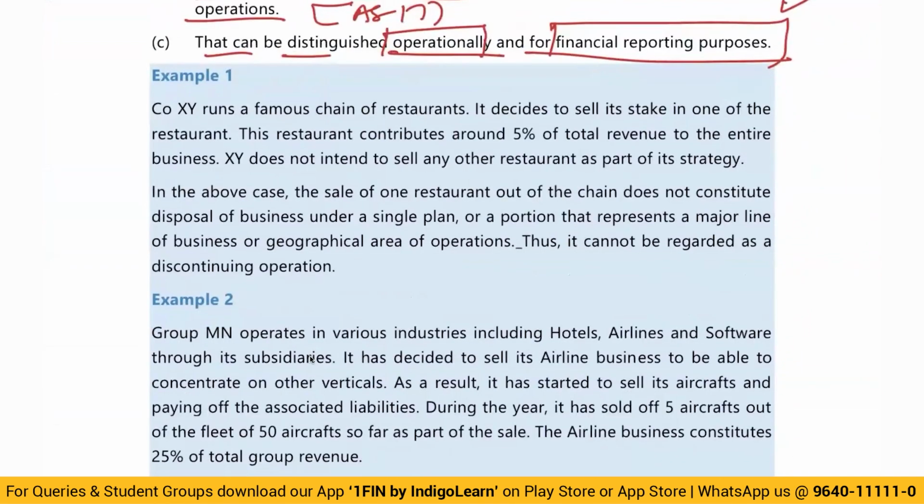Now here in the first example, they talk about a famous chain of restaurants that decides to sell its stake in one of the restaurants. You have many restaurants, and you are selling your stake in one of them. When I'm selling a stake in one restaurant, I may not be selling it off in entirety. The second thing is, it is only 5% of total revenue, hence it is not a major line of business. Okay.